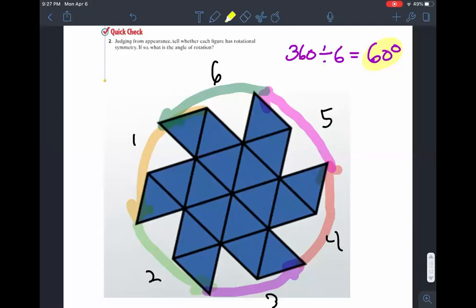Okay, so here it is done out. I just chose a specific point on it, and I can rotate 6 times so that it looks exactly like itself. And so 360 divided by 6 is 60 degrees. So this has 6 rotational symmetries, and the angle of rotation is 60 degrees. Let's take a look at one more.